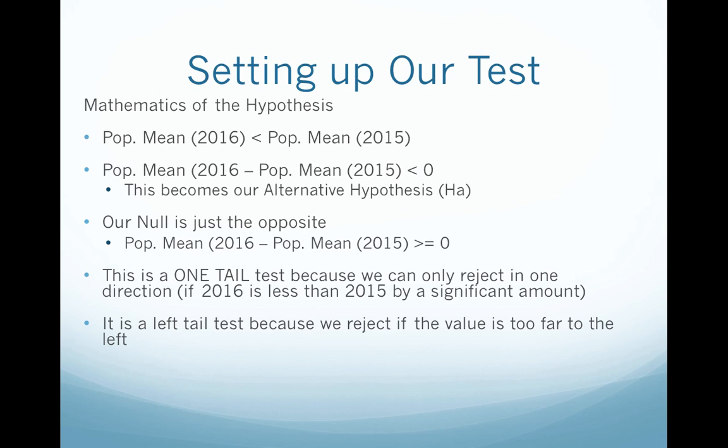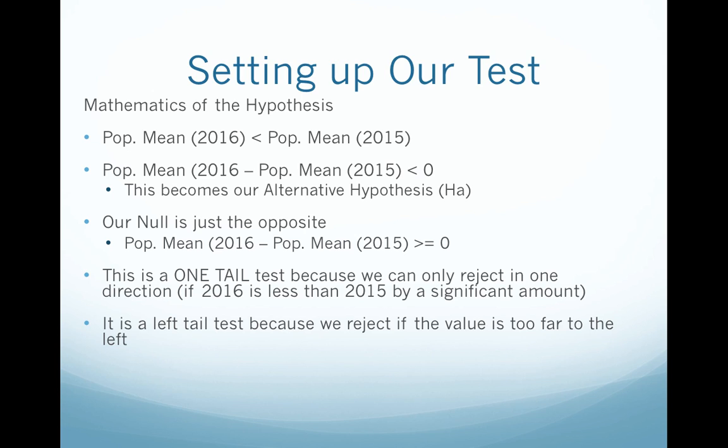So, setting up our test, the mathematics of our hypothesis. Again, we stated that the 2016 population mean is less than the 2015 mean. Mathematically, we would set that up as the 2016 mean minus the 2015 mean is less than 0. And that becomes our alternative hypothesis. And the null is just the opposite, so it would be that the 2016 mean minus the 2015 mean is greater than or equal to 0.